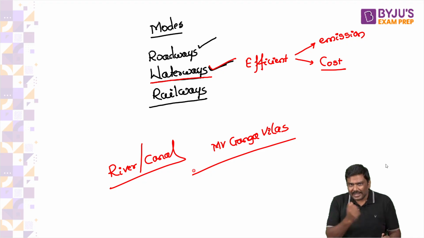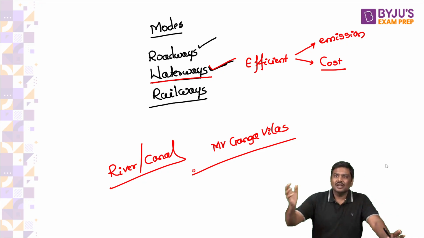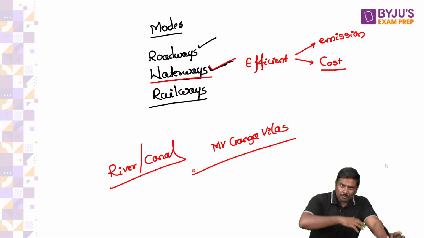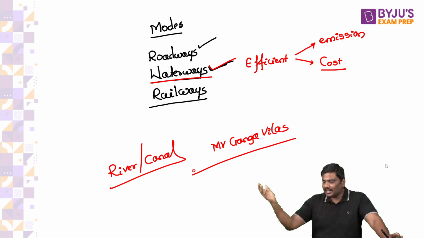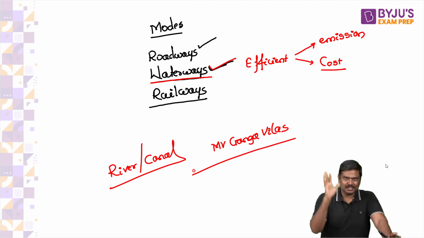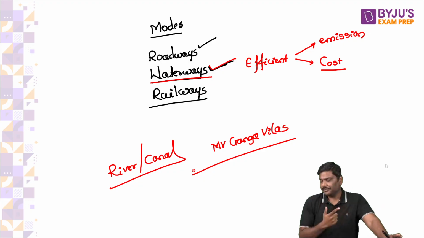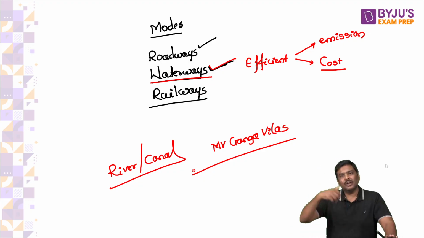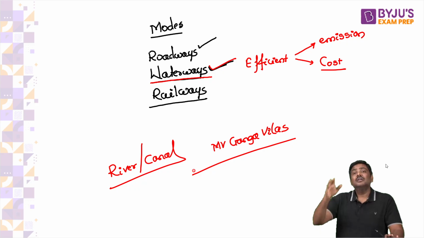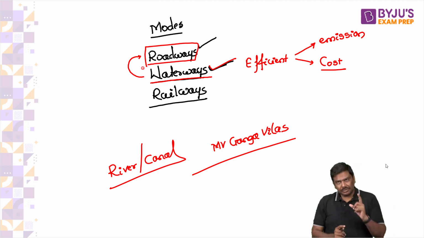Can we use canal water? Can we use river water flows to move goods, to move passengers, to move freight? The answer is simply yes. So the argument is simple. Waterways is the most efficient in terms of cost and emissions. But in case of India, please remember, this is a problem. Most of the transportation is done through roadways. Now think of it.